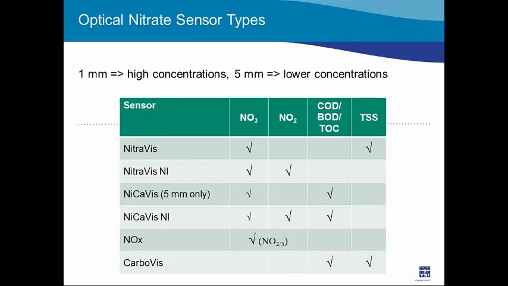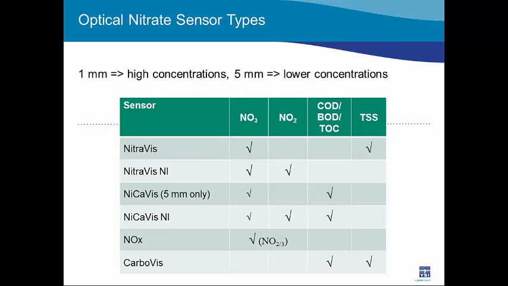So when it comes to thinking about what nitrate sensor you might want for your application, remember that you have 2 gap sizes, 1 millimeter and 5 millimeter. The 1 millimeter is for high concentrations, and the 5 millimeter is for lower concentrations. The Nitrivis monitors nitrate and TSS. The Nitrivis NI, nitrate and nitrite. Likewise, the NYCDEP NI also does nitrate, nitrite, and COD, BOD, TOC.